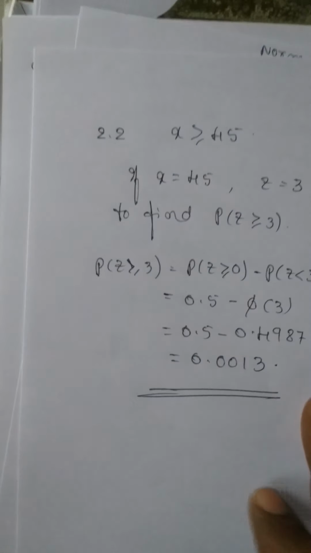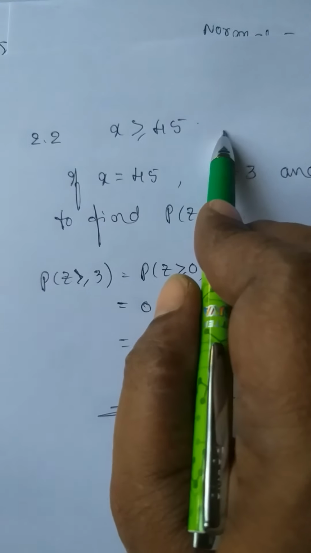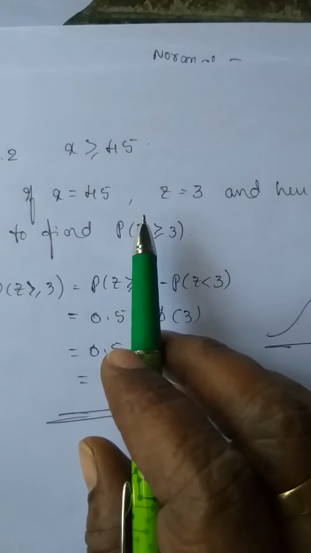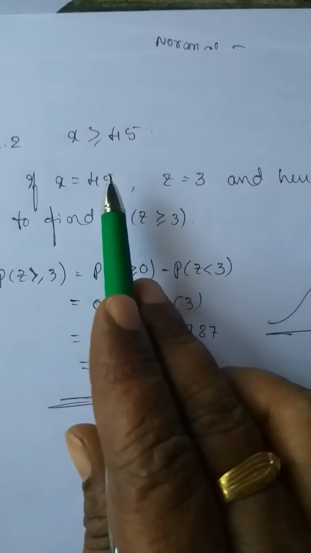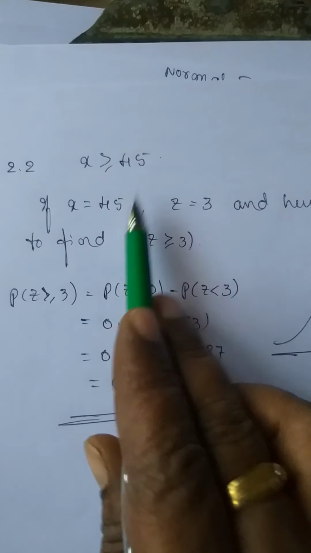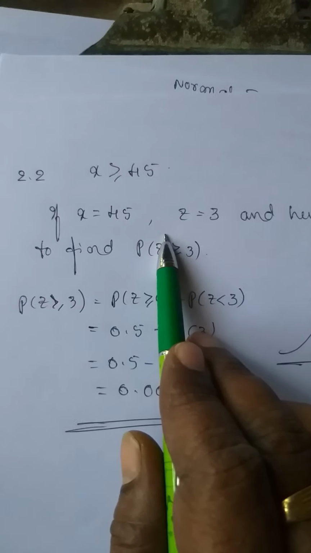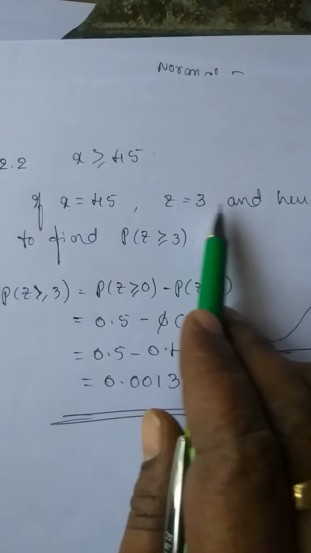Now the second sub-question in the same problem: I have to calculate P of x greater than or equal to 45. So I have to write this in terms of z. How can we calculate z? It's very simple. Substitute x is equal to 45 in the standard normal variate, that is z is equal to (x minus mu) by sigma. I think z is equal to (x minus 30) divided by 5. Now if you substitute 45 there, you're going to get z is 3.